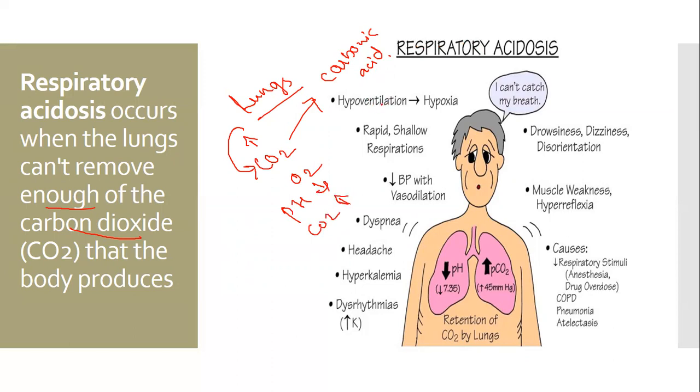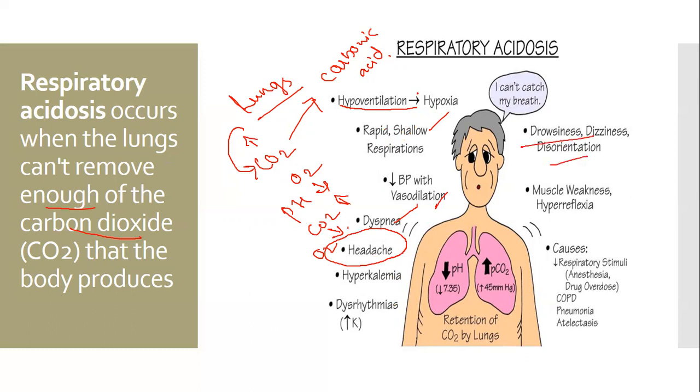If the patient is having some problem with breathing, there will be increased accumulation of CO2. Then, due to the increased accumulation of CO2, the O2 level will be decreased. So the patient will be having features like rapid shallow respiration, vasodilation. So the patient's BP will be reduced. Dyspnea will be there, headache. So our option was headache. Then hyperkalemia, dysrhythmia will be there, drowsiness and disorientation.